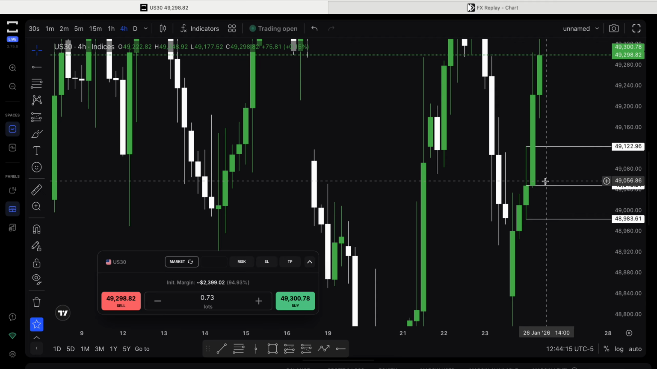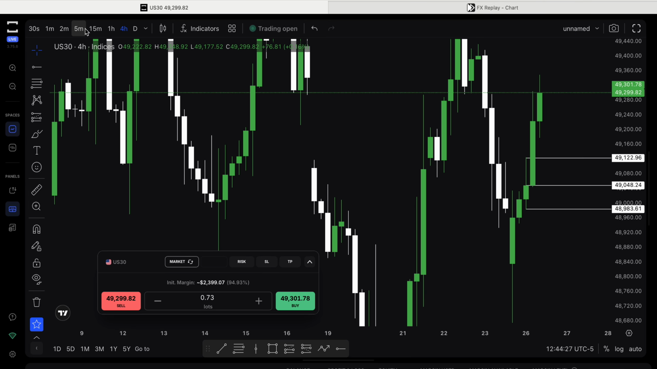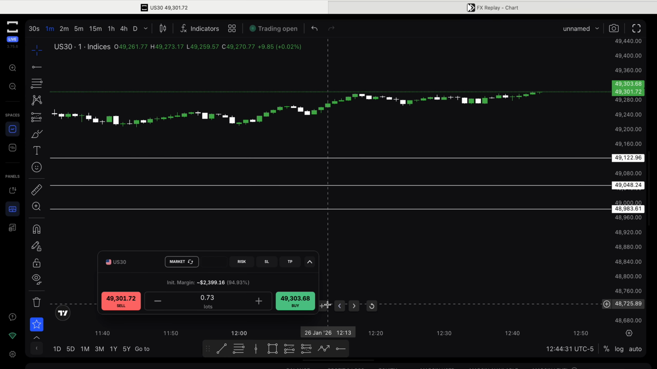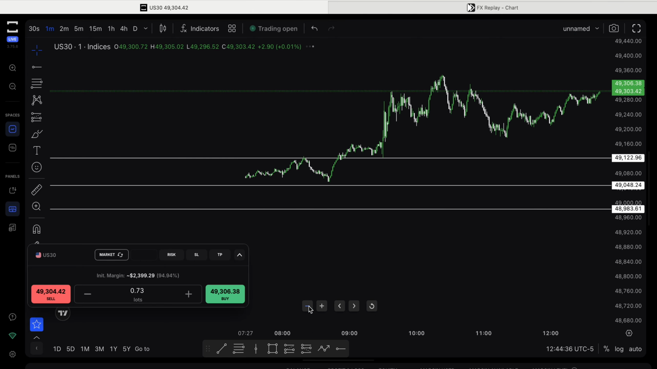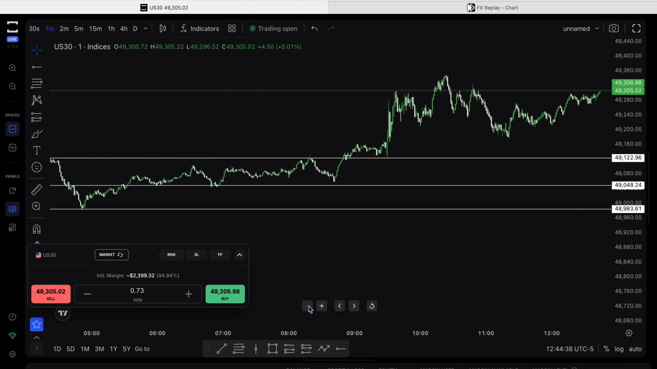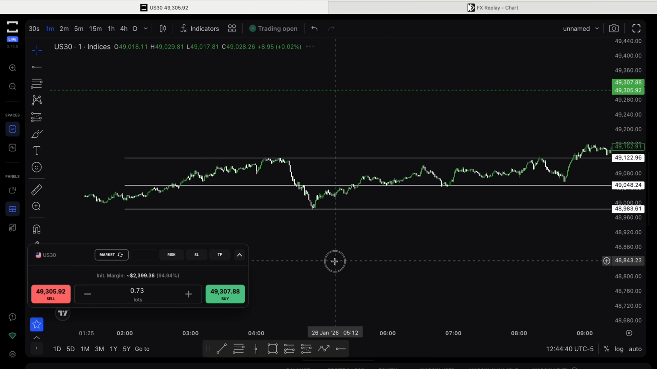So what are you looking for? I'm looking for price to open at 6 o'clock, give me some type of retracement down, and then take off and take out the high of the previous 4-hour candle. That's all I'm looking for. So we're gonna go down to the 1-minute chart, because the 1-minute chart is my entry time frame, because I just like to get in and out. I don't like to hold my trades for a long amount of time.